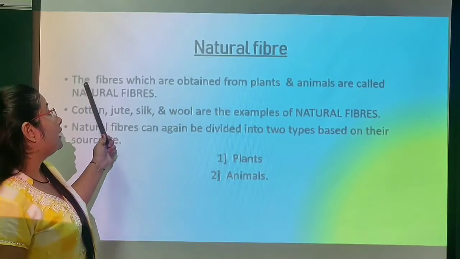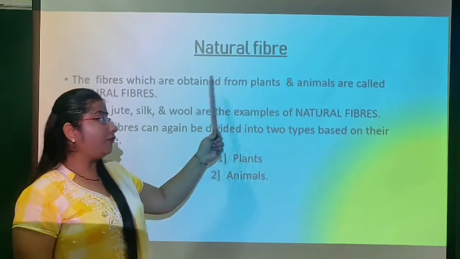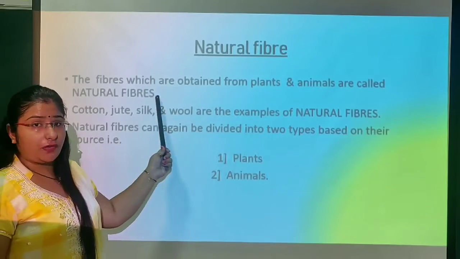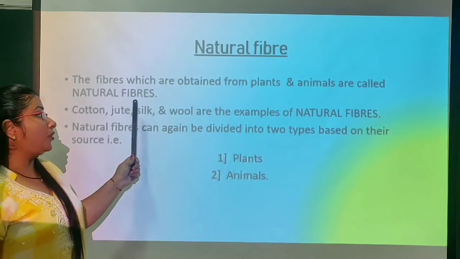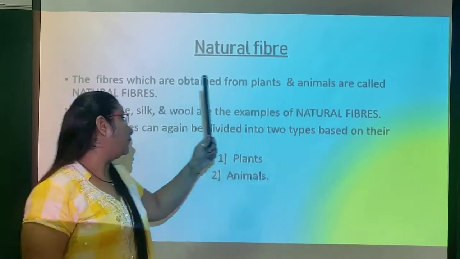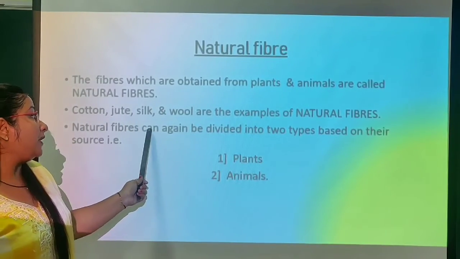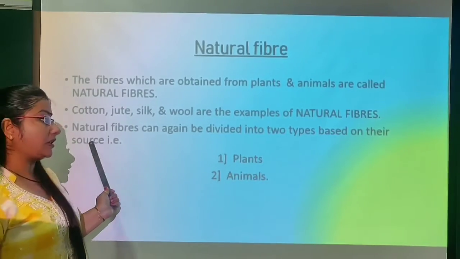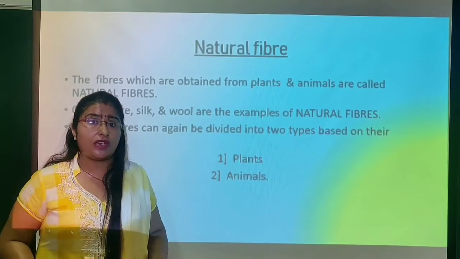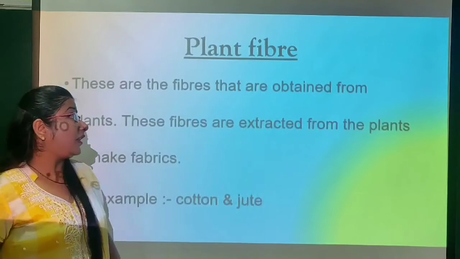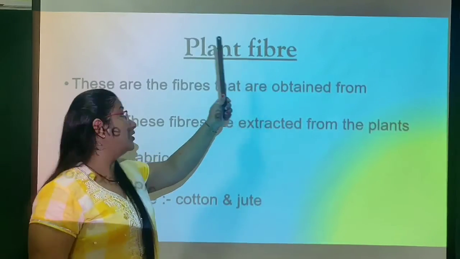Natural fibers. The fibers which are obtained from plants and animals are called natural fibers. Cotton, jute, silk and wool, these all are examples of natural fibers. Natural fibers can be divided into 2 types based on their sources. There are 2 sources of natural fibers, that is plant and animal. Now first we see the plant fibers.